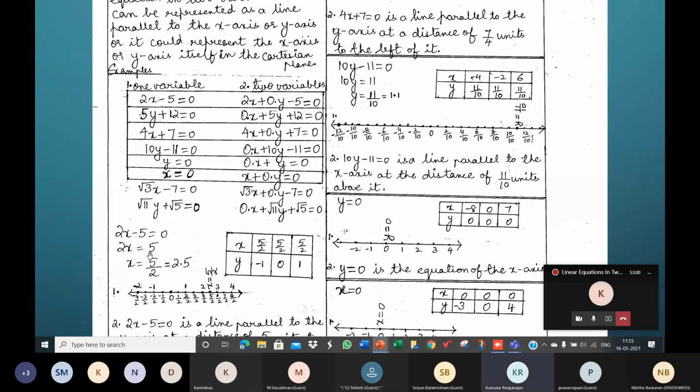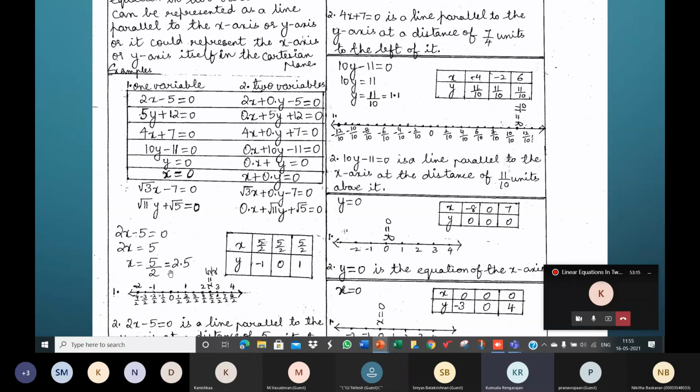Now x is equal to 5 by 2. Where is it here? X is equal to 5 by 2. So just mark off, like highlight that point, make the point bigger, and write x is equal to 5 by 2.